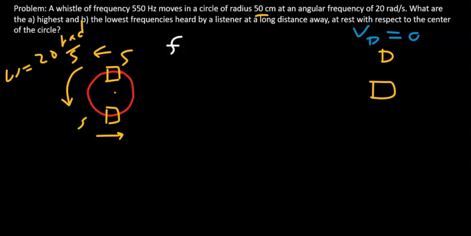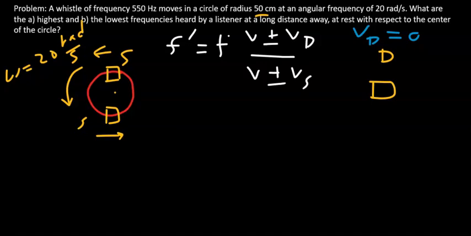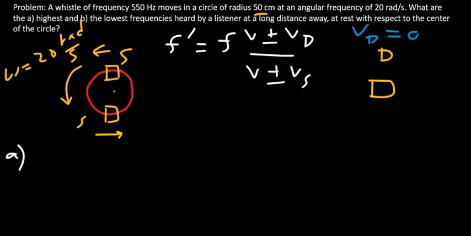So let's write down the expression for the Doppler effect. F prime is F times V plus or minus V sub D over V plus or minus V sub S. Part A asks you to compute the highest frequency detected by the detector. That happens when the source is moving to the right like that, in other words, moving towards the detector. Since it's moving towards the detector, it should end up with a shift up, so we have to choose the minus sign. V sub D is 0. So let's do the calculation.